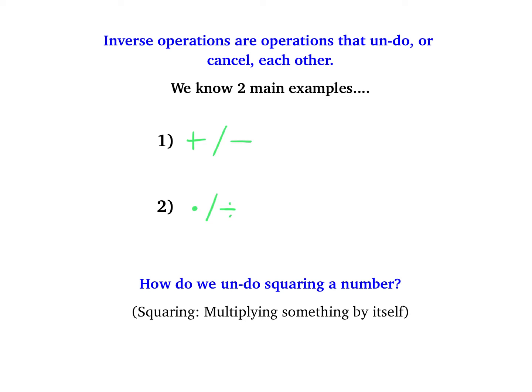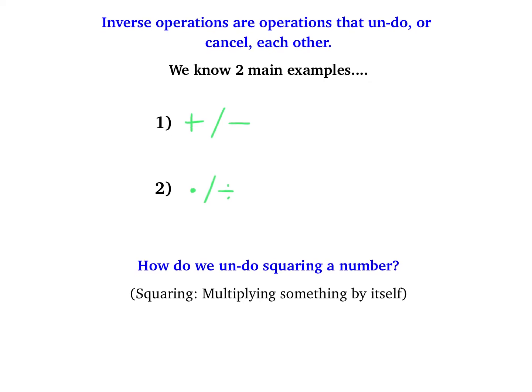So the question is, how do we undo squaring a number? It seems like it's division, but squaring means multiplying something by itself. So in order to unsquare it, if you wanted to try to use division, you'd have to know the number to divide by, which is what we're looking for. So it has its own inverse operation. Its symbol almost looks like a little check mark, and it's called the square root.